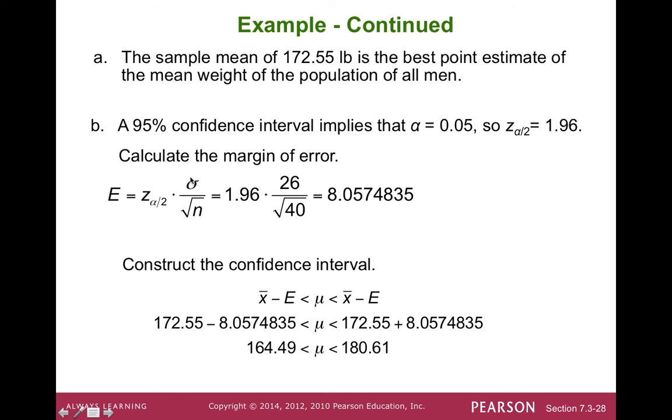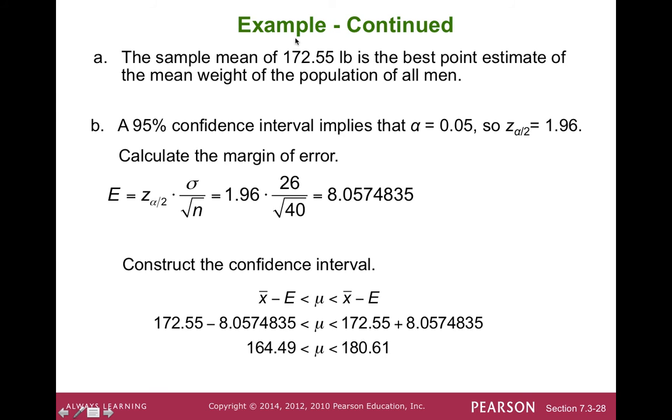So we're going to take the standard deviation that was given to us of 26 pounds, so 1.96, which is our z, times 26, which was our standard deviation, divided by the square root of the number of men that we surveyed, which was 40. And we find that our margin of error is 8.057 and change. Then we're able to, the same way we've done before, construct a confidence interval.